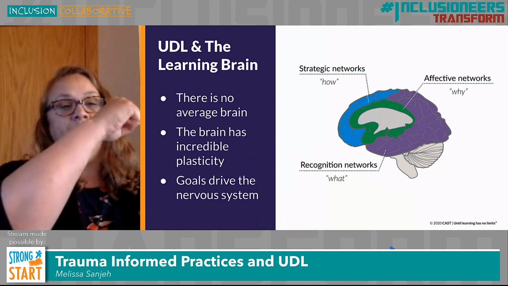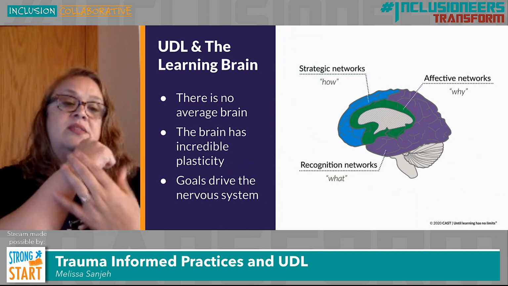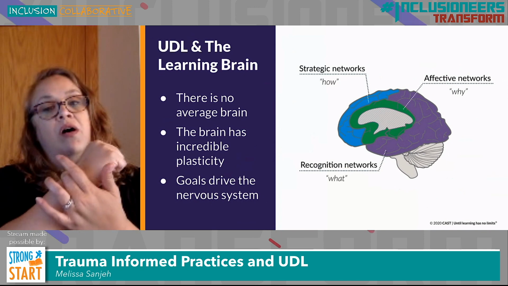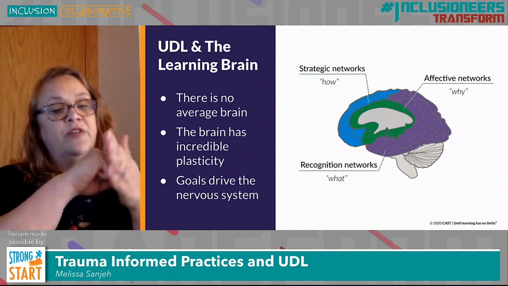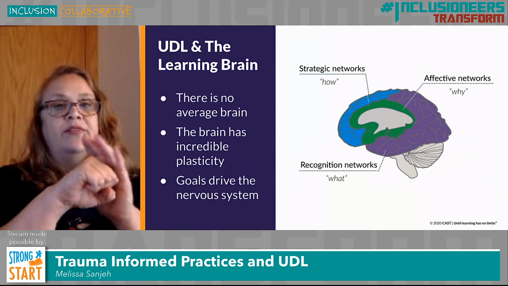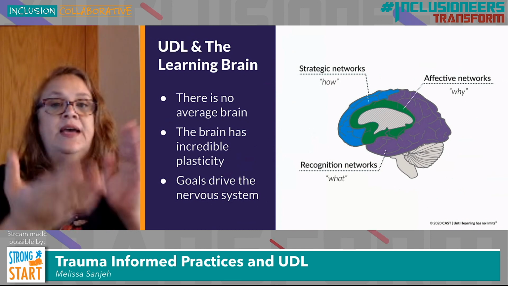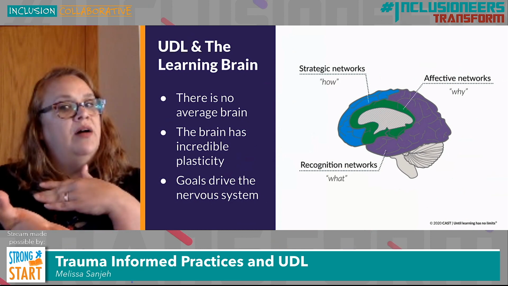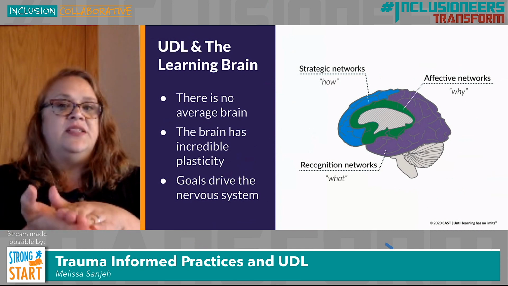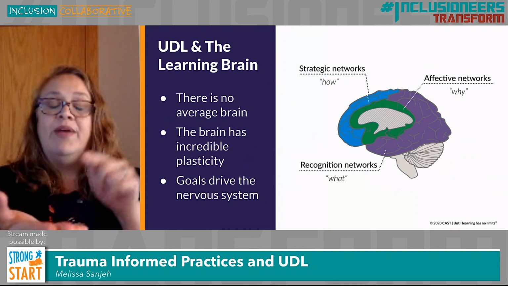So we like to say if your brain is a fist, the back of your brain is the recognition network. This is where individuals take in information and make usable knowledge of it, and it's what we call the what of learning. This front part is the strategic network. It's where individuals decide how they're going to act upon their understanding, and we call it the how of learning. And this middle network, which we'll talk about all the networks, but we'll focus in a little bit more on this affective network. This affective network is the why of learning.